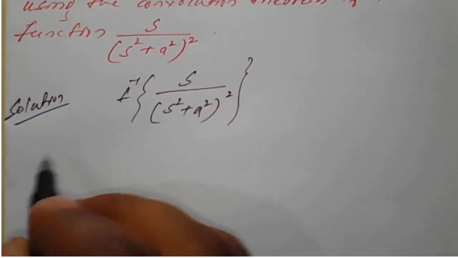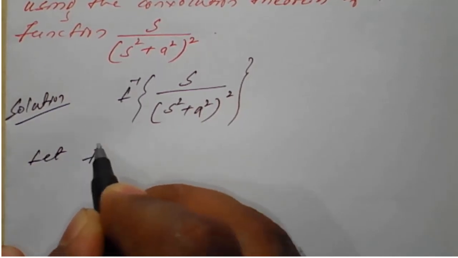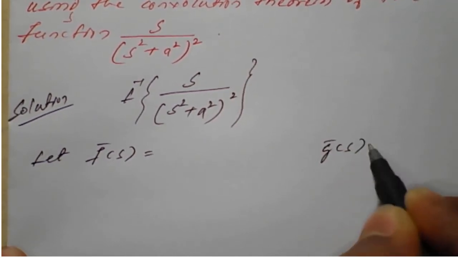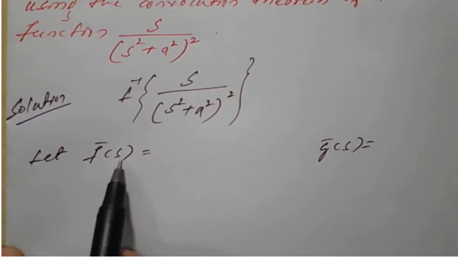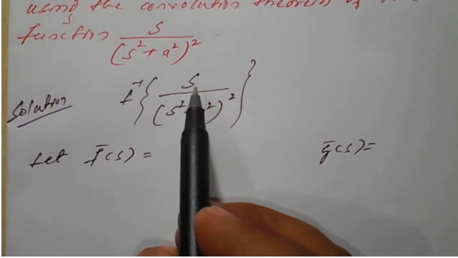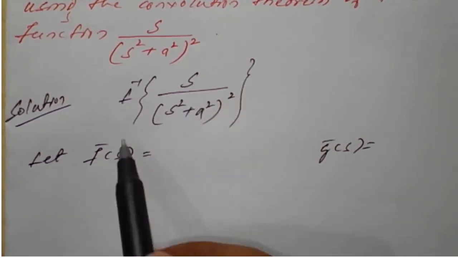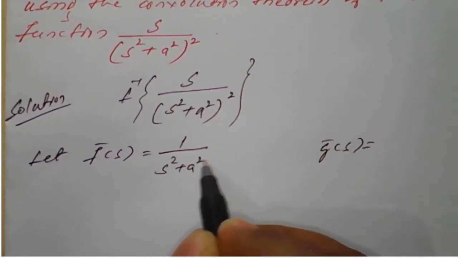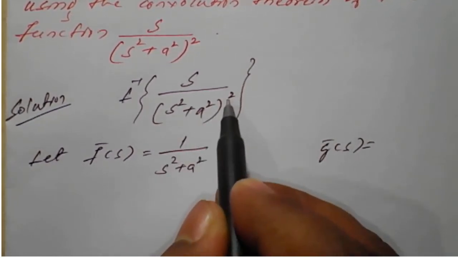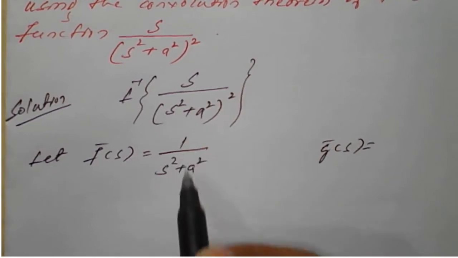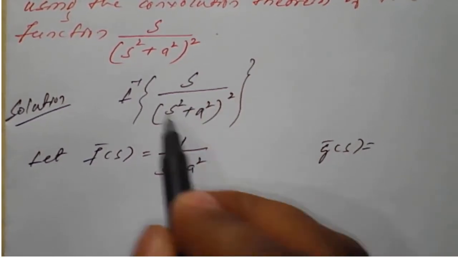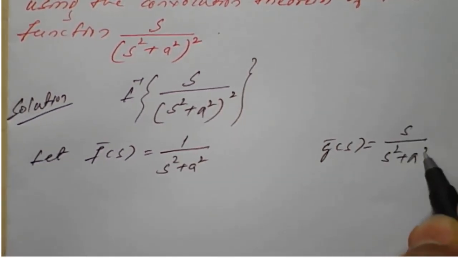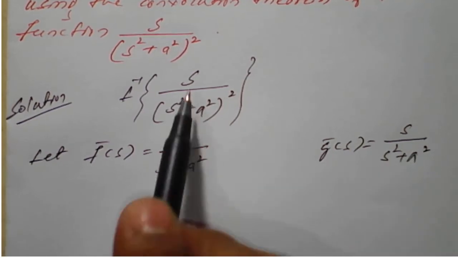So here, we first need to choose f dash of s and g dash of s. Anything you can choose here, so I will choose f dash of s as 1 upon s square plus a square, because s square plus a square we have 2 times, and 1 time I have taken here. What is left is s divided by s square plus a square. If you multiply both of these two, we should get back this.